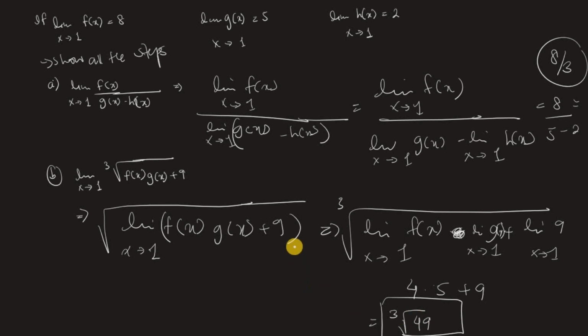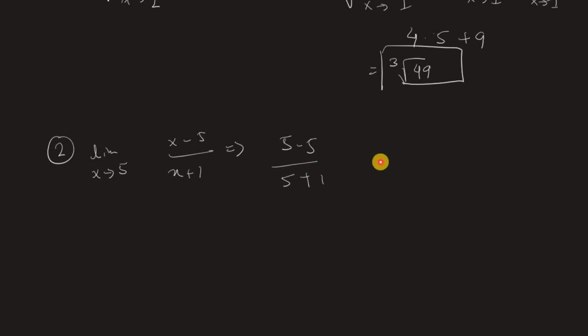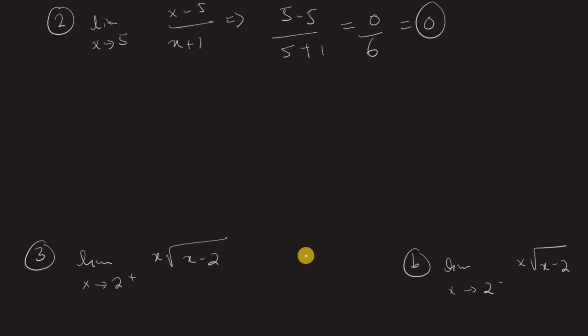Now moving on to the next question, which is this one, and we have to solve the limit. Usually we find the left side and the right side as x approaches 5, but in this case we do not have to find the left and right limit since it's a rational function. We can simply go ahead and plug the limit inside, as long as you're not dividing by 0. So if we plug the limit inside, it should give you 5 minus 5 over 5 plus 1, which is equal to 0 over 6, and the limit is then equal to 0. Alright, so let's move on to another question.